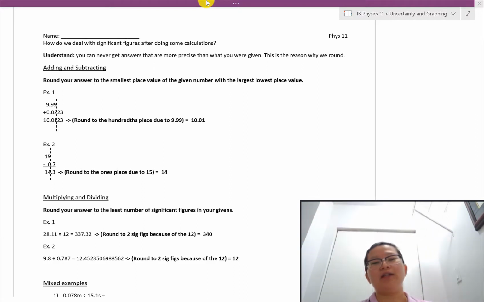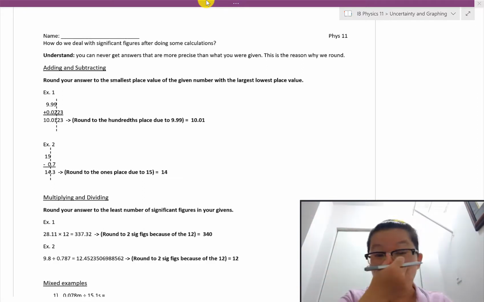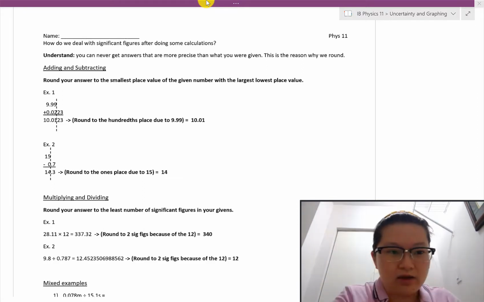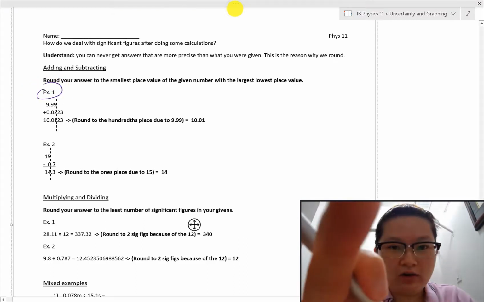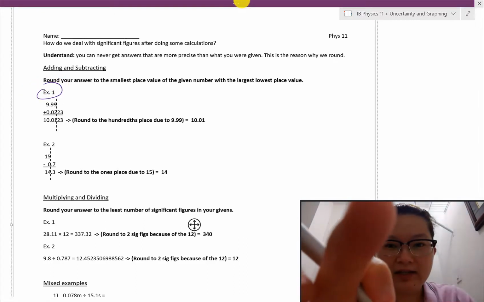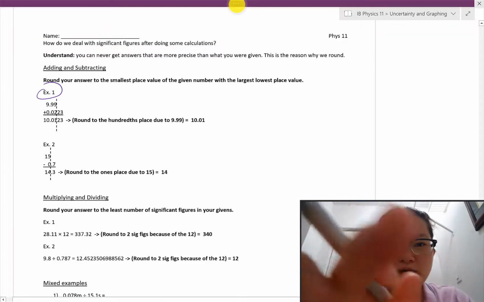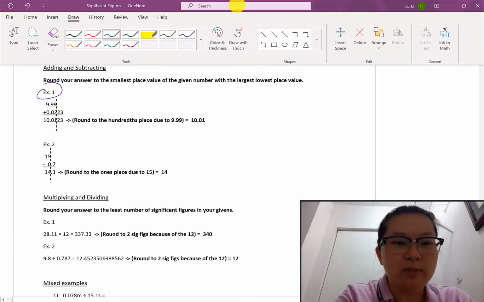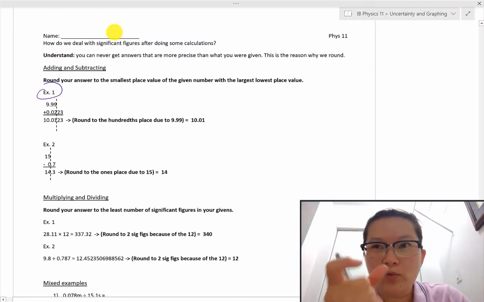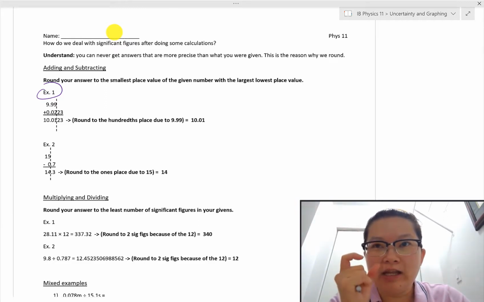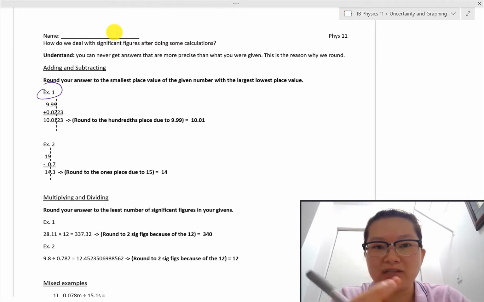Okay, so let's start with adding and subtracting because they share very similar rules. What's the rule with adding and subtracting? Here we are, example 1. Let's take a look at number 1. So you notice that in number 1 there are 2 numbers with some decimal places. Whenever you add 2 numbers, you can never be more certain than the number with the least number of decimal spaces.